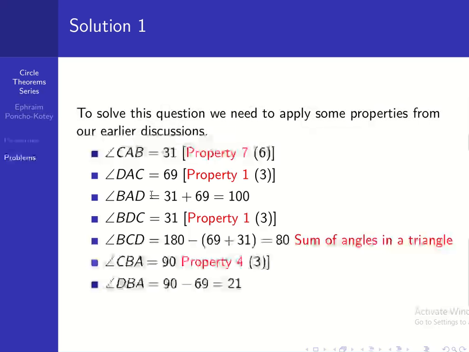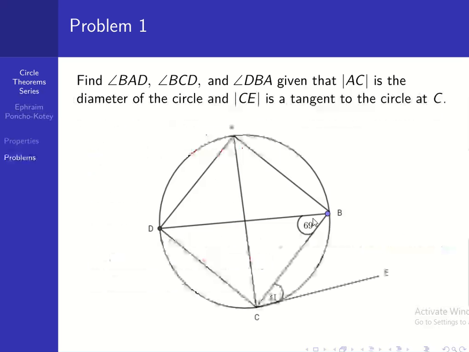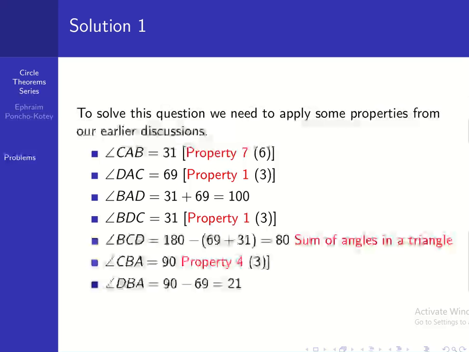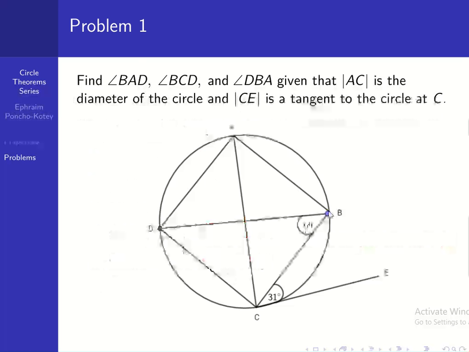Now, if we want angle BAD, then since we know this side is 31 and this side is 69, we sum it up and we get 100 degrees. Now, we proceed. We know that angle BDC is 31, like we've seen earlier from property 1, because they subtend the same angles at the circumference. Now, if I want to find angle BCD, what do I need? So I have this angle to be 69, and I also have this angle. What I need to do is to find this angle.